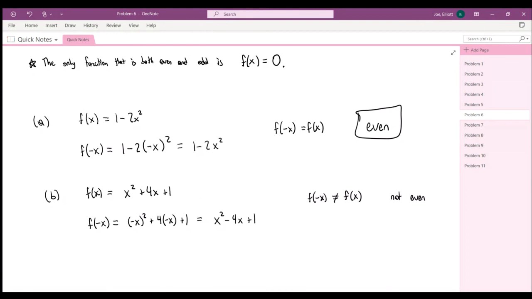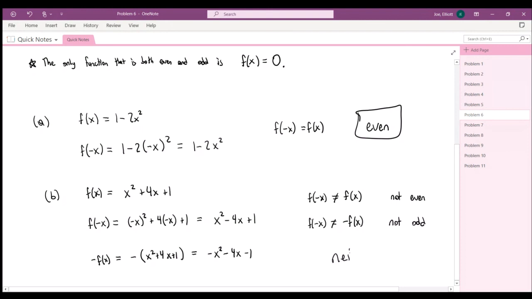Okay, so f of minus x is also not equal to minus f, right? Because what would minus f be equal to? Minus f of x would just be negating the entire function f. And so that minus would distribute to every term. So you can see that's not the same as f of minus x. So because those are not the same, it's also not odd. Okay? So in other words, this function is going to be neither even nor odd.